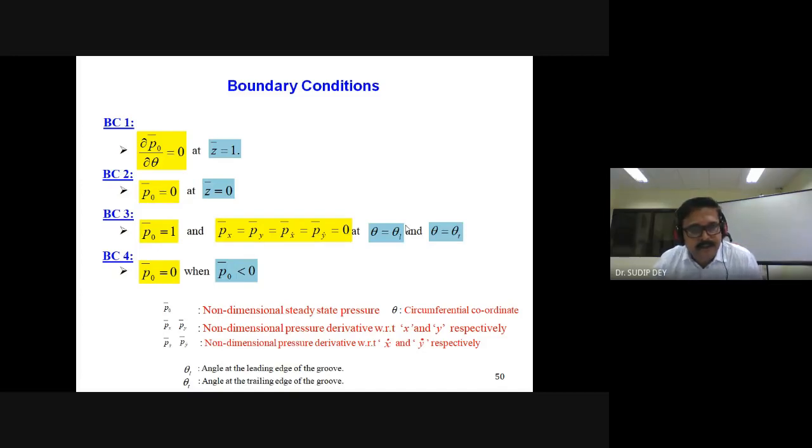P0 bar is the non-dimensional steady state pressure. Theta is the circumferential coordinate. Px bar and Py bar are the pressure derivatives with respect to x and y respectively. And Px dot bar and Py dot bar are the non-dimensionalized pressure derivatives with respect to x dot and y dot respectively.